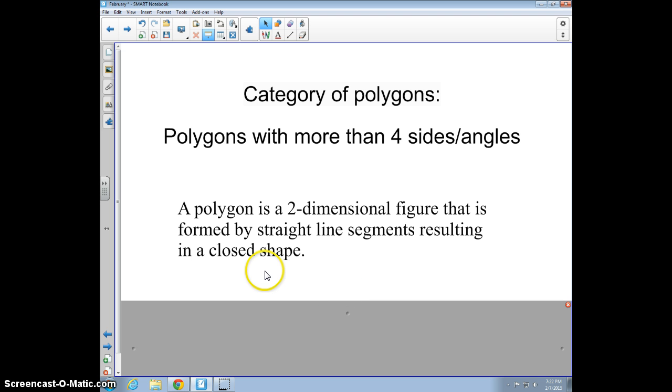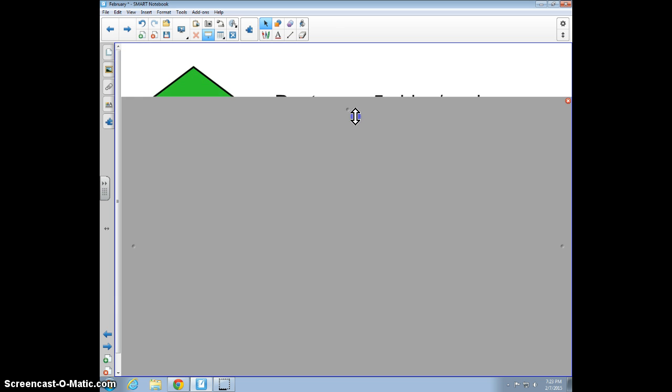So the definition of a polygon is a two-dimensional figure that is formed by straight line segments resulting in a closed shape. So it can't have any open sides. It has to be a closed shape, and the sides have to be straight lines. They cannot be curved in order for them to be polygons. Okay, so we're going to look at several right now.